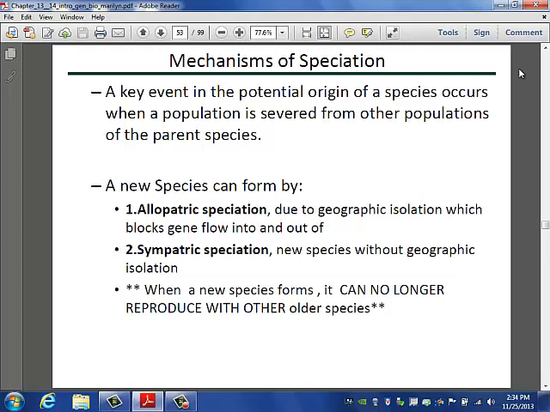A new species can form by allopatric speciation, and that's due to geographic isolation, which blocks the gene flow into and out of a group or population. Sympatric speciation is where we see new species without geographic isolation. And when a new species forms, it can no longer reproduce with other older species. So it's very hard for new species to come about, and it takes a lot of what? Generations in whatever that species is.